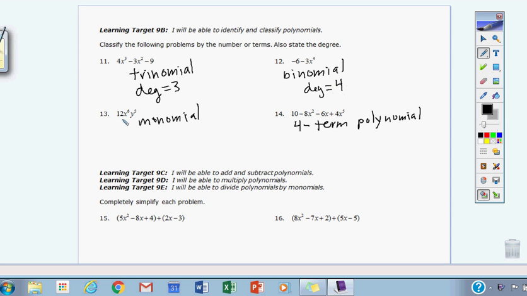And then over here, you'd say, oh, it's 6, but be careful. If you have two different variables within the same term, you have to add those together and you actually get an 11. The degree on this one is actually equal to 11.